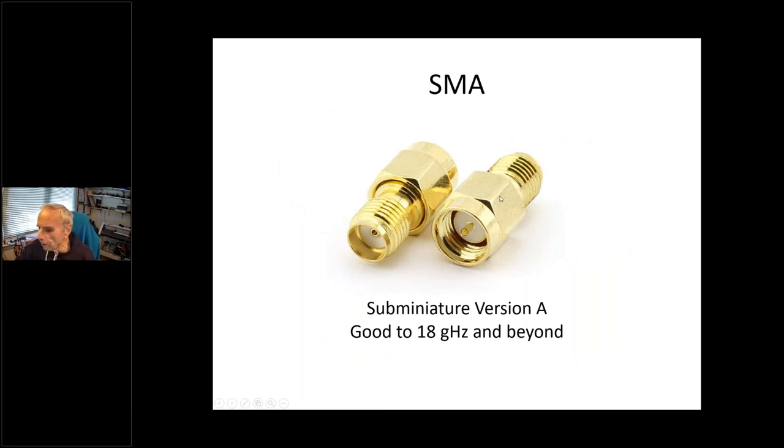Okay, a new plug in our arsenal is called the SMA, the Subminiature Assembly. And this is something that we find on a lot of HTs, quick connect, but notice that it goes up to 18 gigahertz. And we'll talk about that also as we go through this.